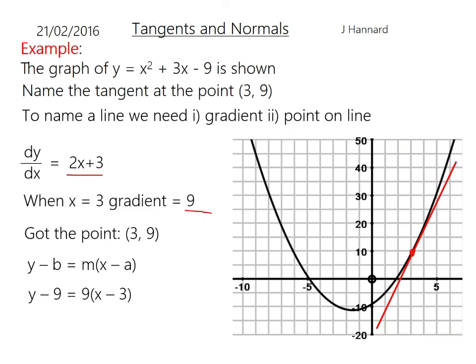y minus 9 equals 9(x minus 3). Expand your bracket, so you get y minus 9 equals 9x minus 27, and just tidy it up a little bit and call it y equals 9x minus 18. So that is your first answer there. That'll be worth 2 or 3 marks in an exam, and it's nice and straightforward.